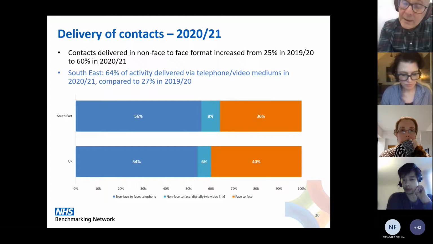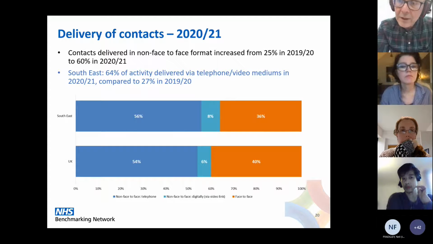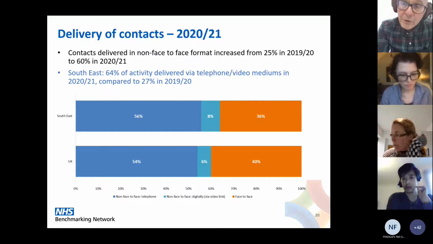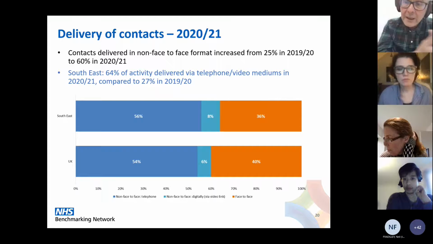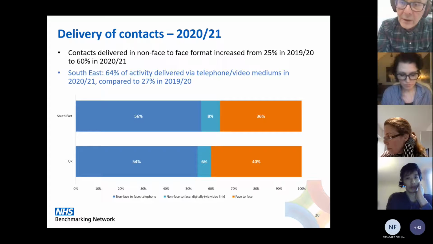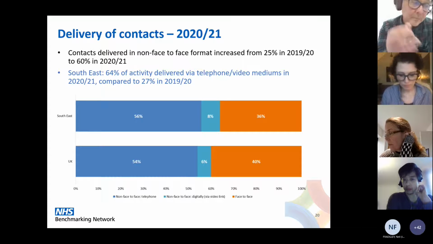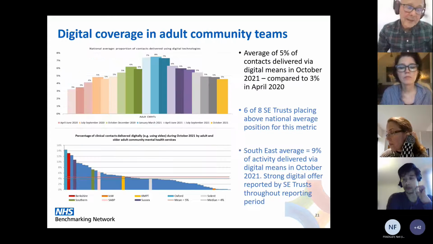So I think there is a big discussion point for everyone here about what the aspiration is for the future and how we return safely and appropriately to face-to-face care. Of course, it's not going to be like we were pre-COVID, but at the moment, the region is a little bit of an outlier in terms of relying on virtual care. Okay, so the next one, Ellie, I think is the digital care.